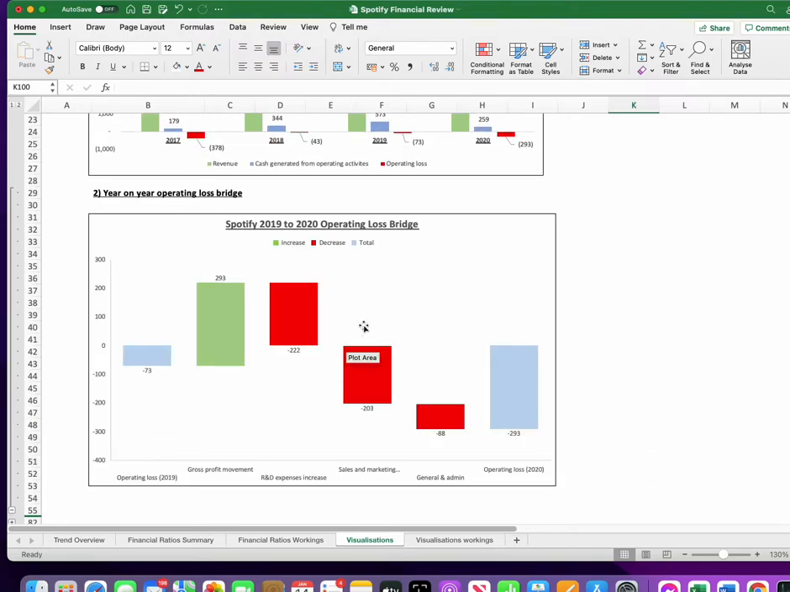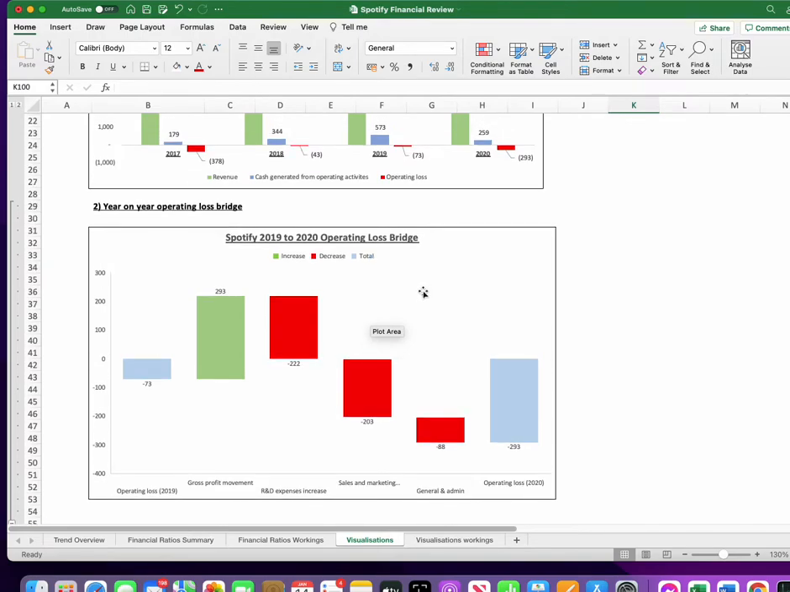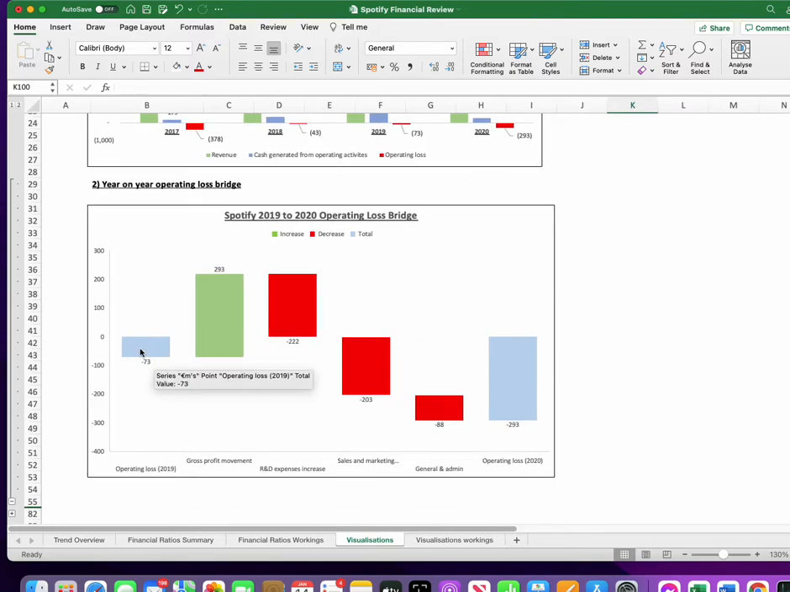We'll look at their operating loss. In 2019 it was 73 million, and you can see up here the 73 million. It grew to 293 million in 2020. So we can see what's causing that. If we go across this operating loss bridge, they started with a loss of 73 million, and then with the increased revenues less the cost to get the gross profit, there's actually a favorable movement in gross profit of 293 million. So that's a favorable movement year on year.